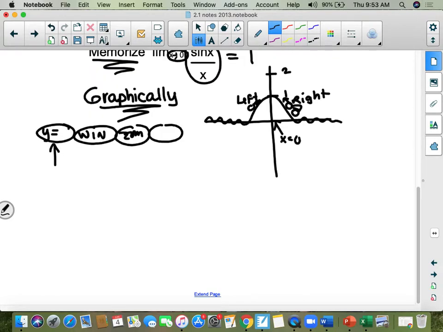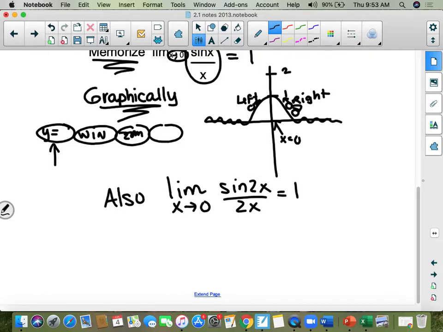You also have to know these. What is the limit as x approaches 0 of the sine of 2x over 2x? That's also equal to 1. And the limit as x approaches 0 of the sine of 3x over 3x is also equal to 1. So all of those are equal to 1.